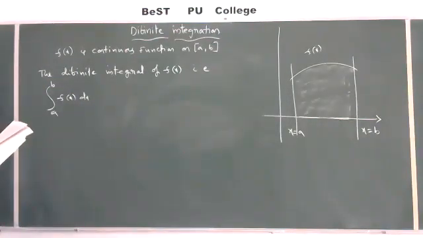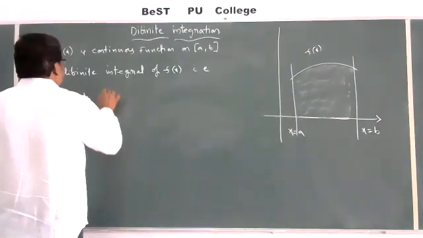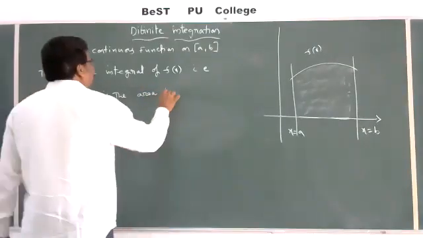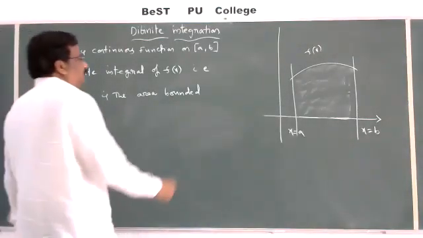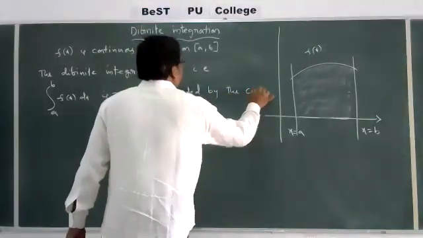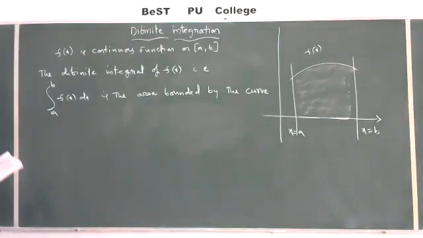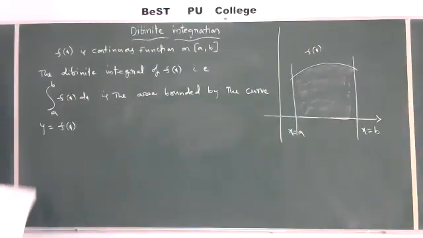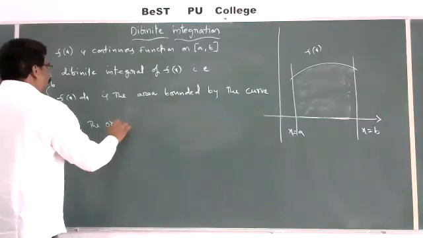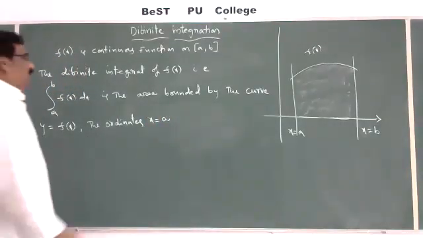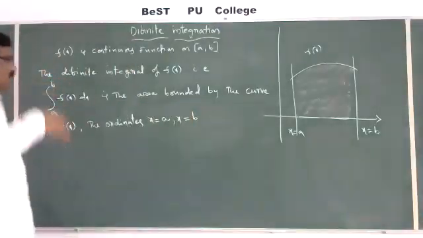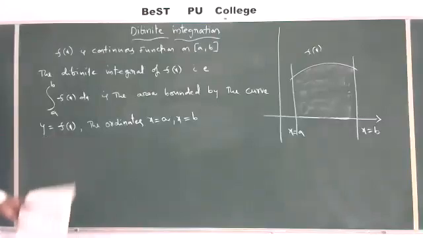is the area bounded by the curve y is equal to f of x, the ordinates x is equal to a and x is equal to b, and the x-axis.